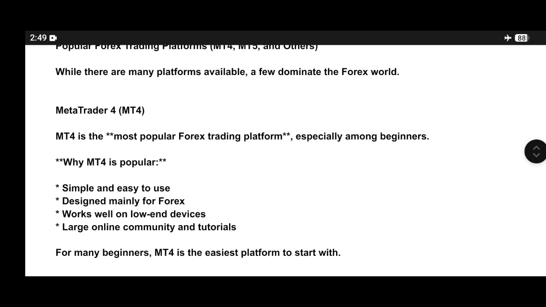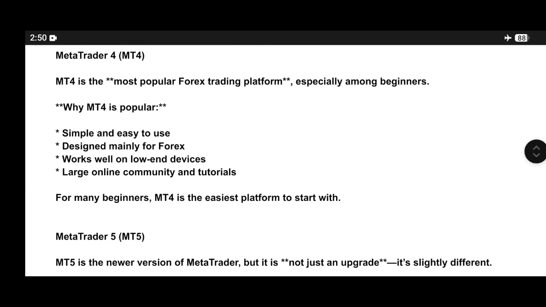MetaTrader 4 or MT4 is the most popular forex trading platform, especially among beginners. Why MT4 is popular is this. One, it is simple and easy to use. It is designed mainly for forex, and it works well on low-end devices. Also, it has a large online community and tutorials. For many beginners, MT4 is the easiest platform to start with.